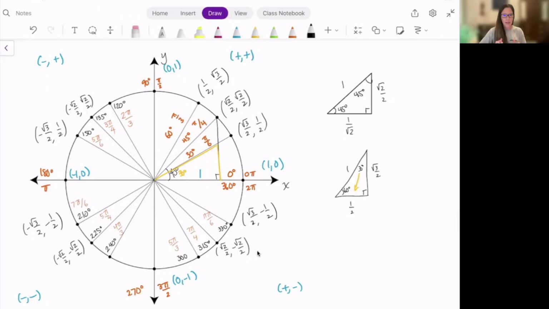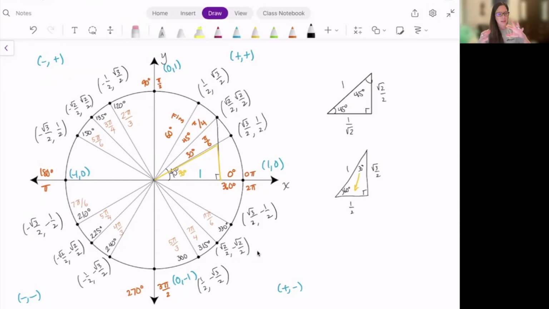Ones closest to the y-axis are going to have that pi over 3 value where it's 1/2 and root 3 over 2, but the signs change. Negative 1/2, positive root 3 over 2. This is going to be negative 1/2, negative root 3 over 2. This one's going to be positive 1/2, negative root 3 over 2. So that's how you complete the unit circle with those special triangles and the measurements.